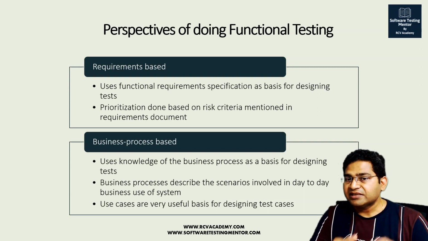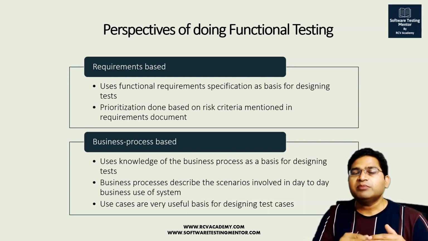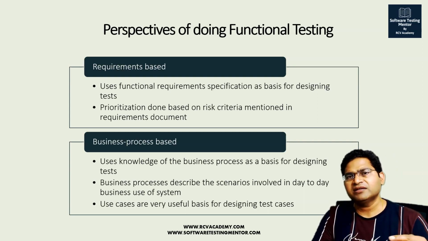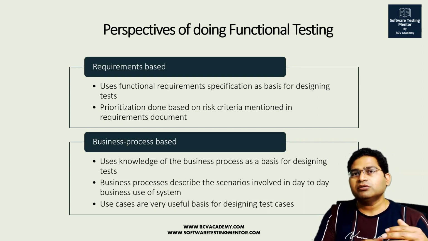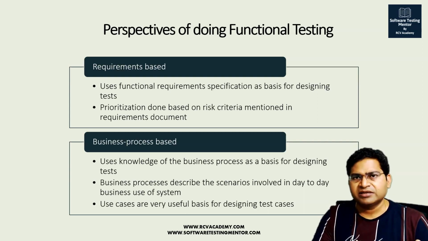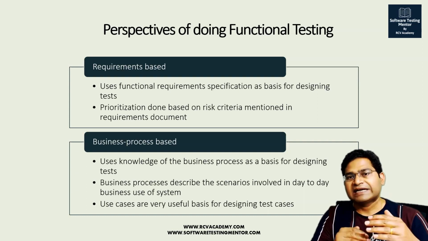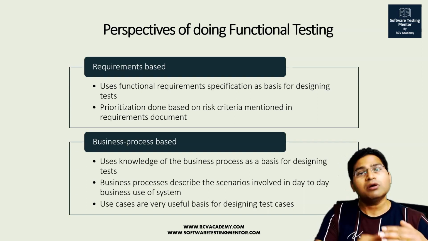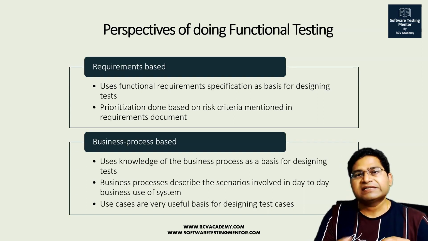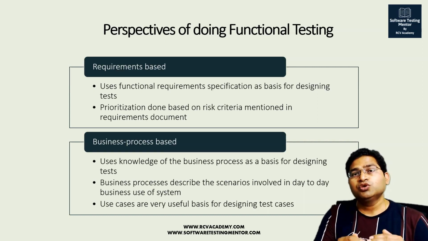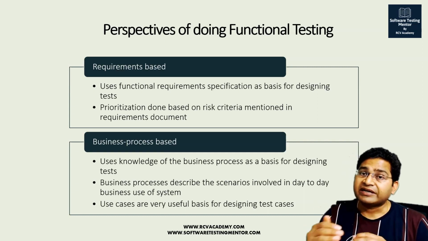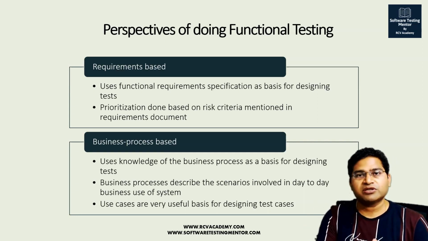And then prioritization of the test cases is done based on the risk criteria of the requirements, right? So for example, there are 10 requirements mentioned. Okay. Now those 10 requirements won't be of the same priority. There will be some which will be high, there will be some which will be low, right? So there will be some level of categorization. So based on the risk criteria defined for those user stories or requirements that you are using for designing your test cases or doing the functional testing, you will also categorize your test cases accordingly, right? So that's how you will be prioritizing your test cases. So that's one of the perspectives of functional testing.